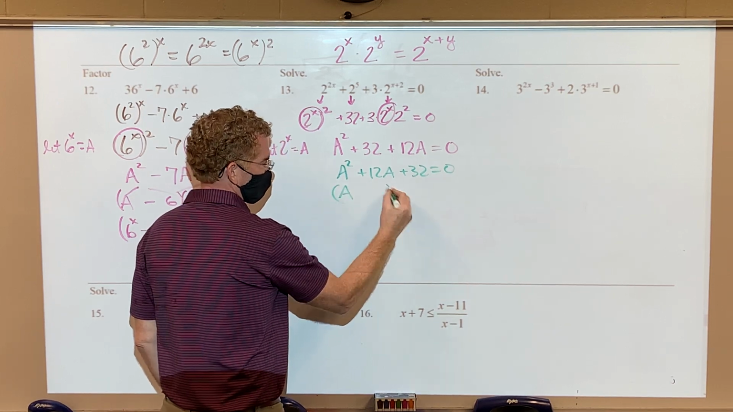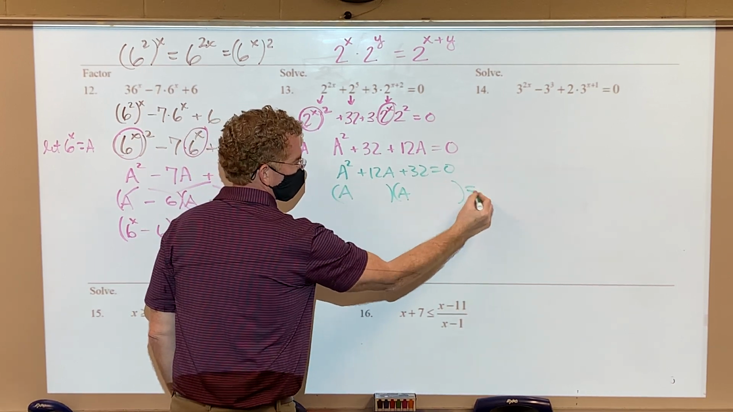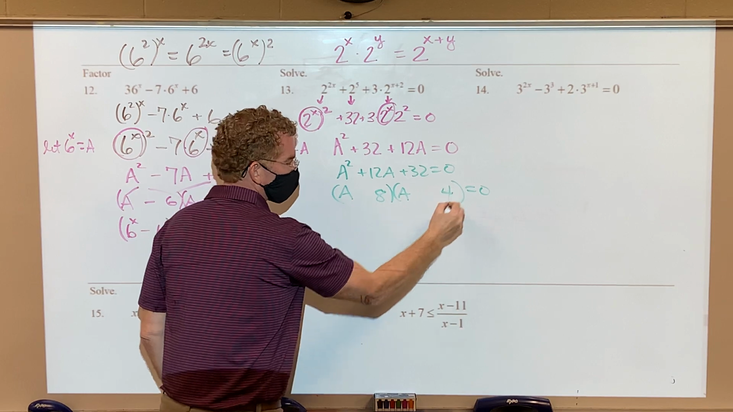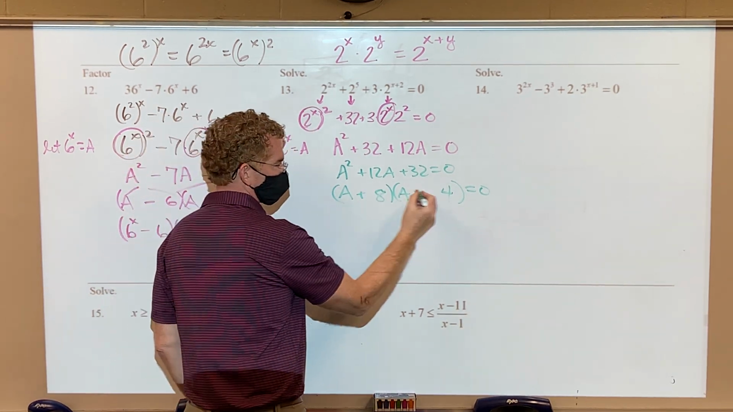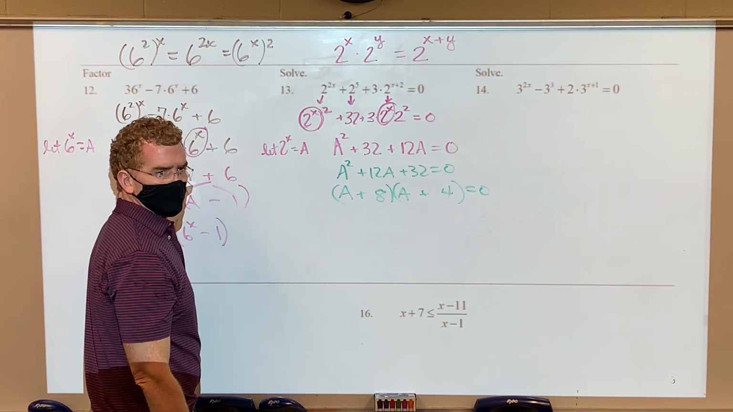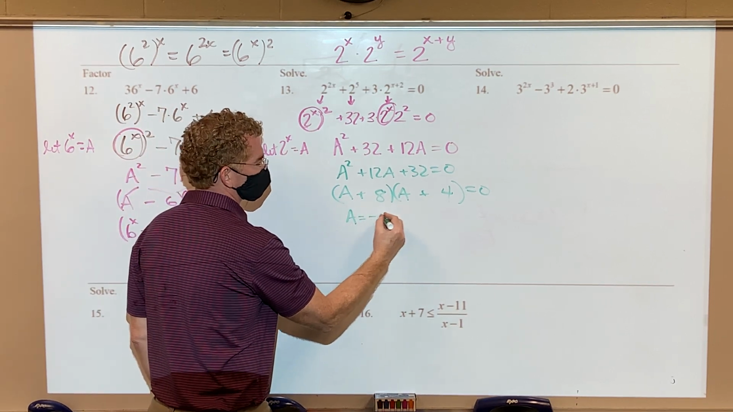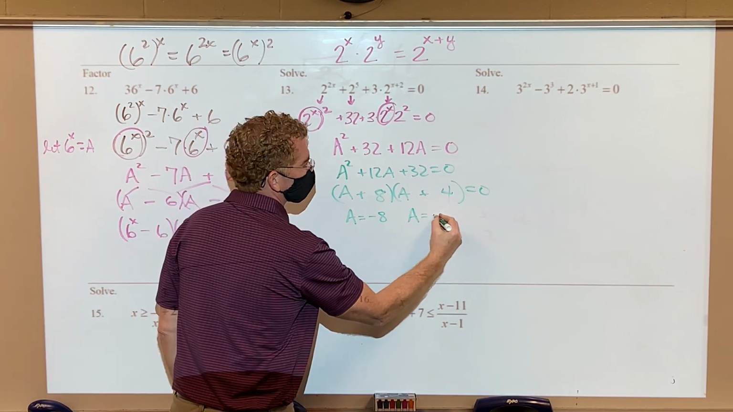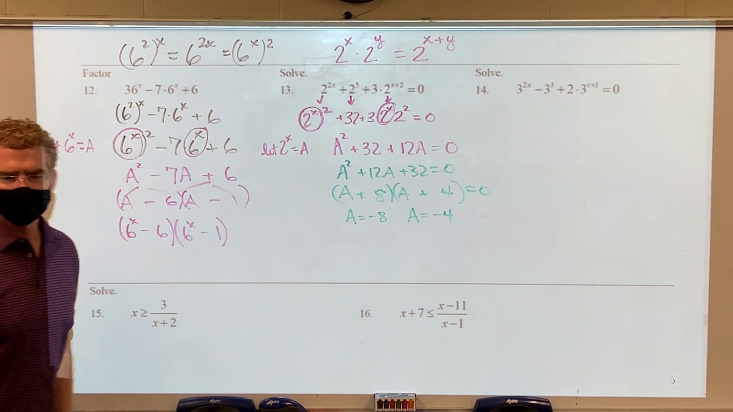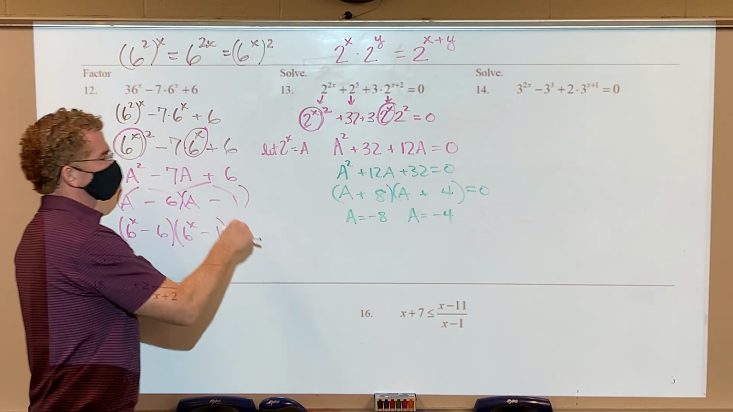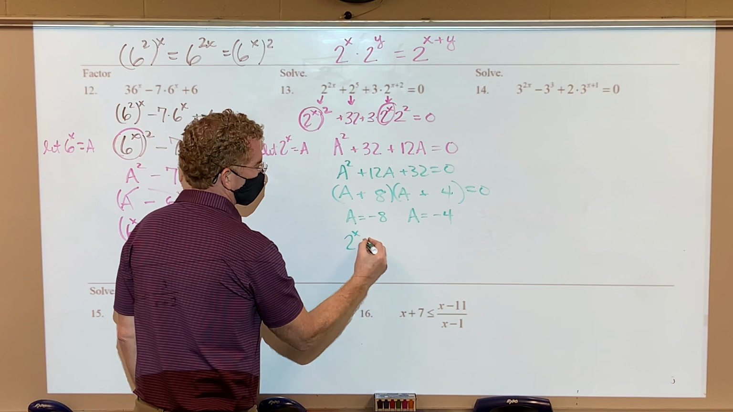So what? 8, 4. Plug the 2 to the x back in. Actually, keep solving. A equals negative 8. A equals negative 4. Plug the 2 to the x back in.